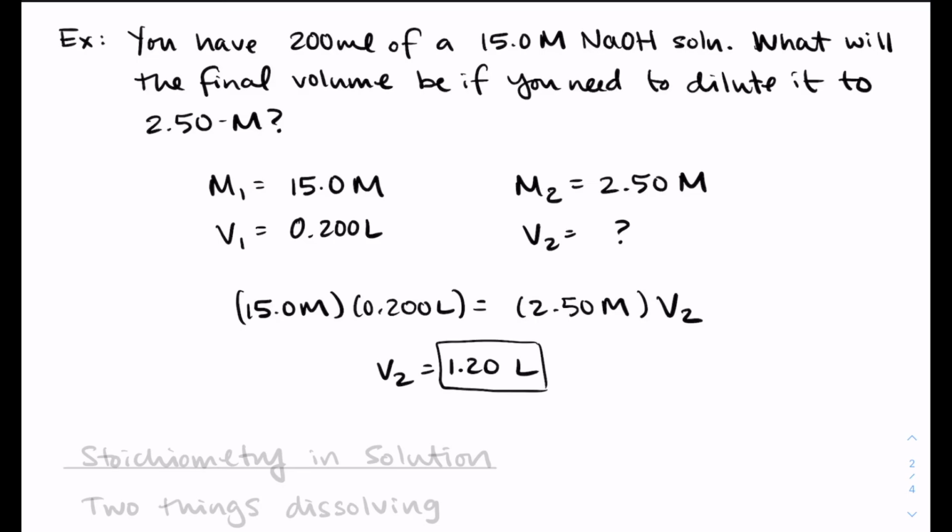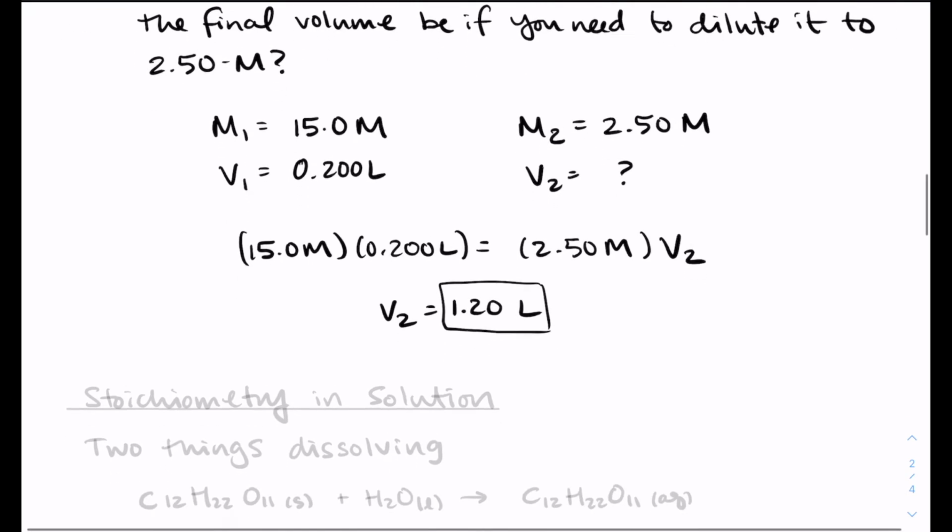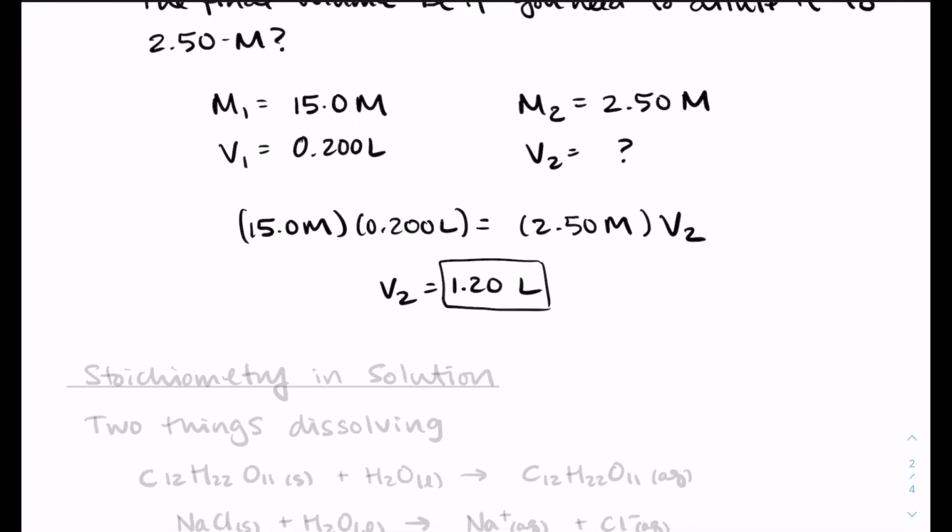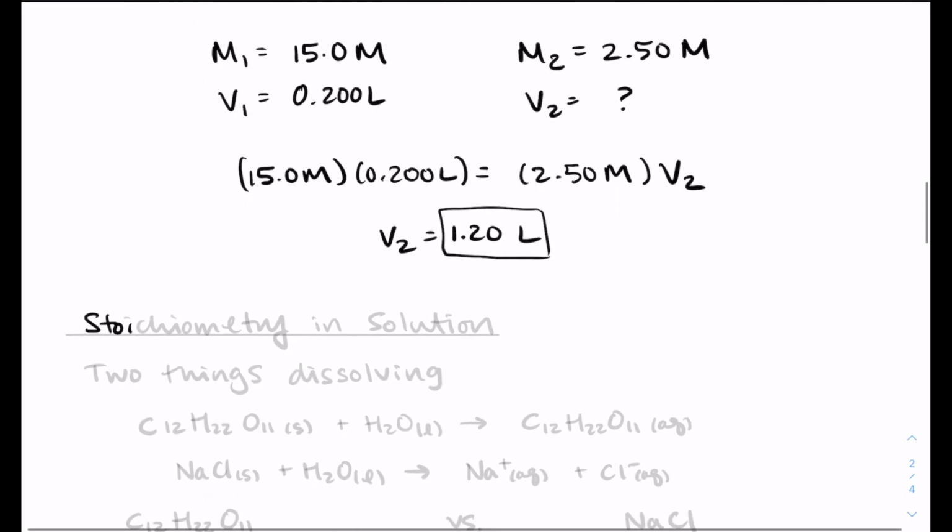My final volume needs to be 1.20 liters. In practical terms, what does that mean if you were asked to do this in the lab? There are a bunch of things that go into it, but you would not add 1.20 liters of water because then your final volume would be 1.40. If you needed to really do this in person, in real life, you would have to figure out the difference between the volumes to figure out how much water to add.